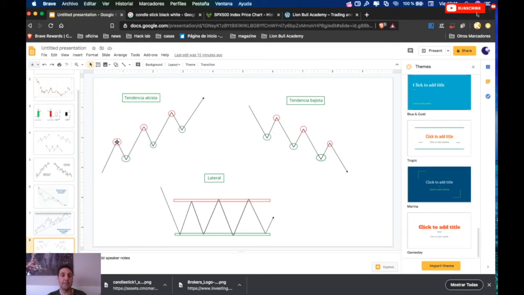High, low, high more higher than the previous high, low more higher than the previous low, and like this, an up tendency. Low, high, low lower than the previous low, and high lower than the previous high. That shows us a down tendency. Lateral: the highs are similar to the highs and the lows are similar to the lows. Lateral tendency. This is a range market.